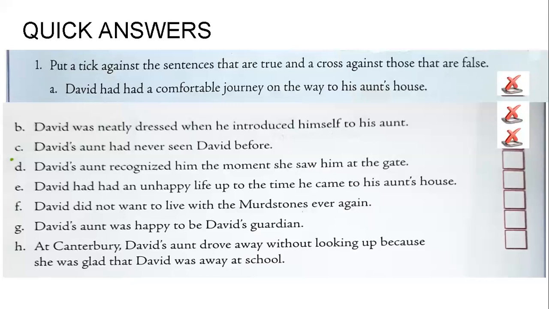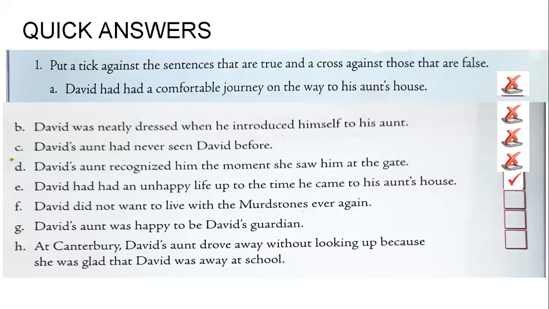The fourth one, David's aunt recognized him the moment she saw him at the gate. Did she? Did she say, "Oh, David, I recognize you. You're my nephew. Come, come." False. Fifth one, David had had an unhappy life up to the time he came to his aunt's house. True or false? Had he been happy or unhappy? True. He had been very unhappy.